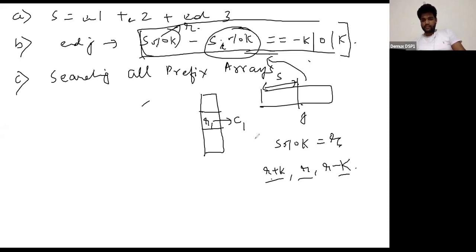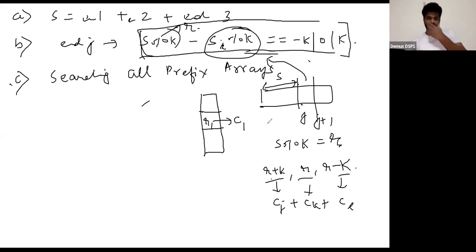So I can just sum up, let's say these were Cj, Ck and Cl. So this is the total answer for ending at j. And then I can move to j plus 1. So this is how I optimize the search. My searching now is in constant time. Let's see the code, and then we can take more questions if you don't understand anything.